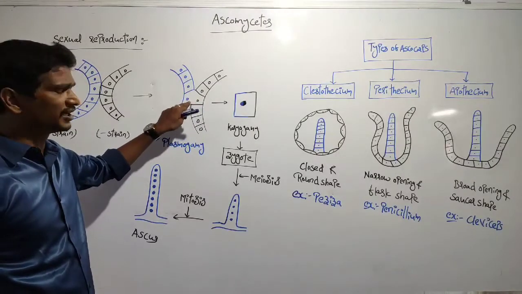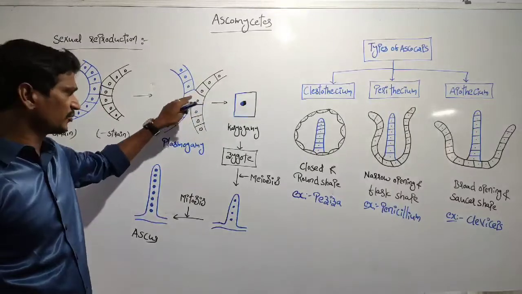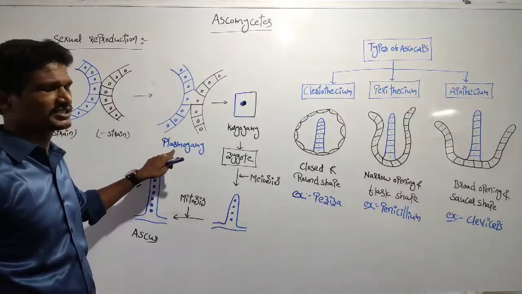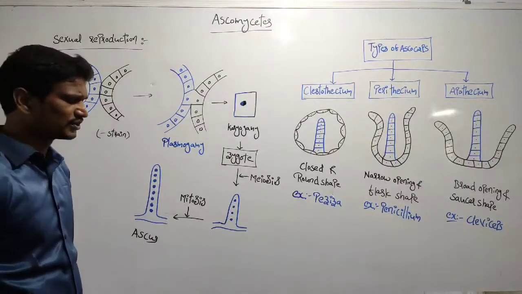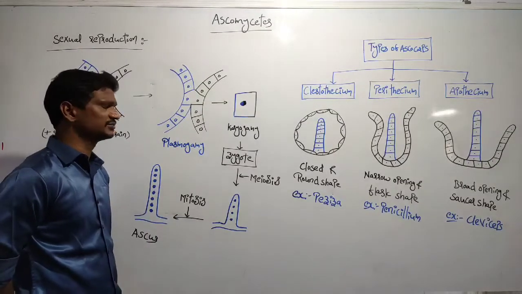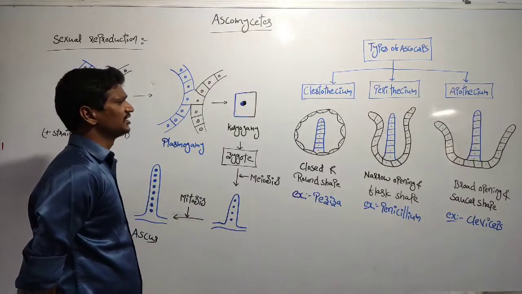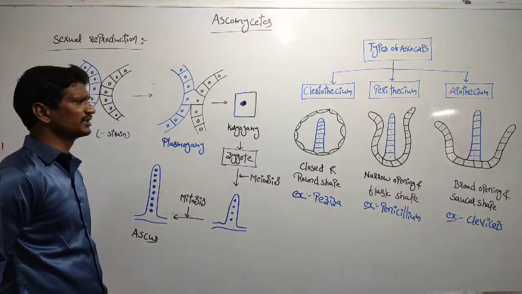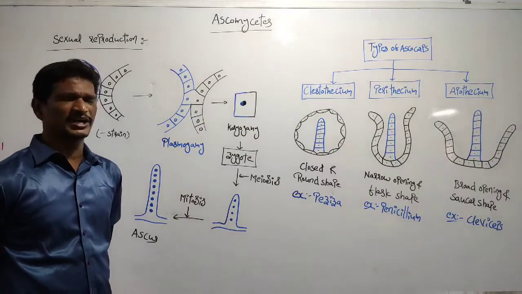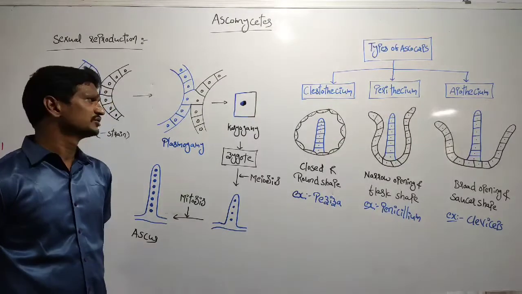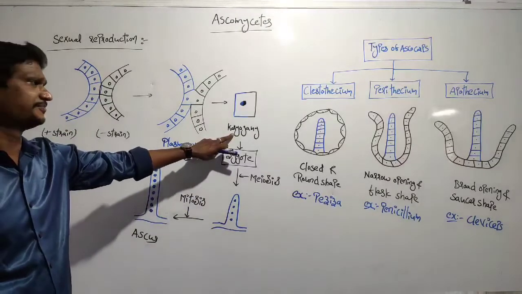So the fusion of the protoplasts, or the fusion of the cytoplasm, is called plasmogamy. Fusion of two cells' protoplasms is called plasmogamy. After that, the next step is the fusion of the two nuclei. The nucleus is the carrier of genetic material. When the two nuclei are fused, the condition is called karyogamy.